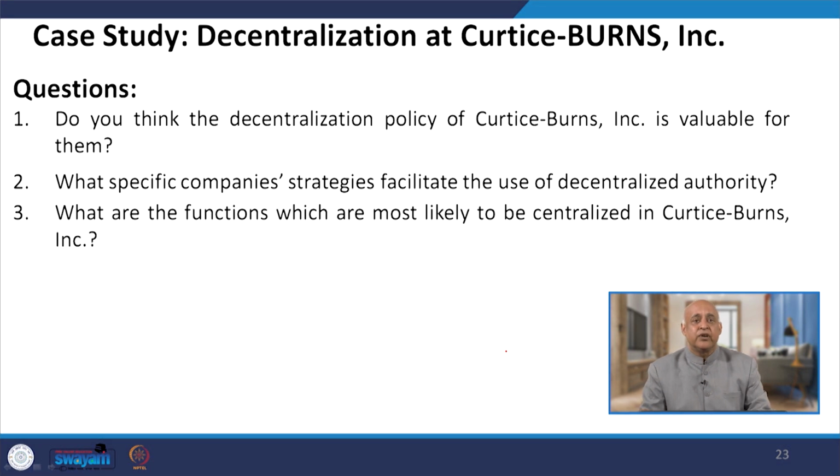The questions arise: do you think the decentralization policy of Curtis Burns is valuable for them? What specific company strategies facilitate the use of decentralized authority? What are the functions most likely to be centralized in the Curtis Burns corporation? Now, the answer lies in those diagrams where the different types of organization structures have been suggested. You identify the nature of the organization and suggest which type of organization structure will work.